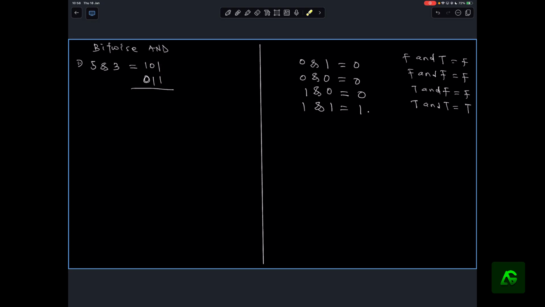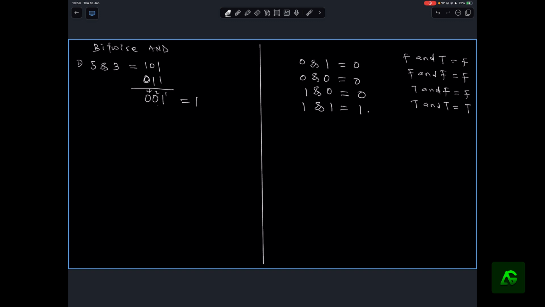So let's do it together. 1 and 1 is 1, right? 0 and 1 is 0. 1 and 0 is 0. That means 5 and 3 in base 2 results in 0 0 1. And 0 0 1, if you want to take it to base 10, still gives you 1, because if we distribute the weights, we have 1 2 4. We discard the zeros, then it is 1 times 1, which is 1. So 5 and 3 results in 1 in base 10.